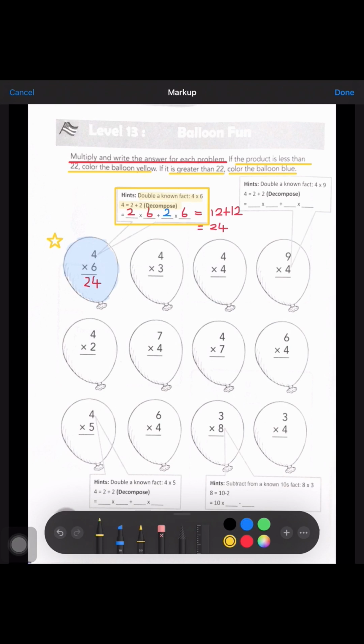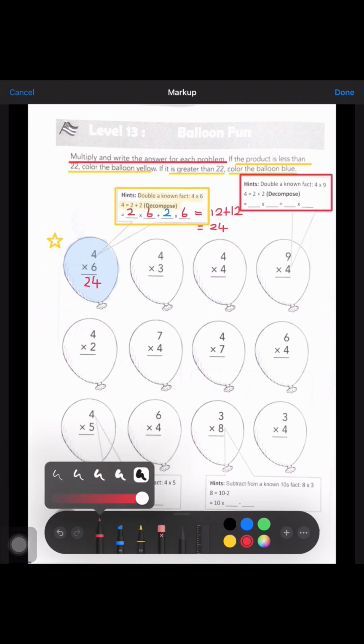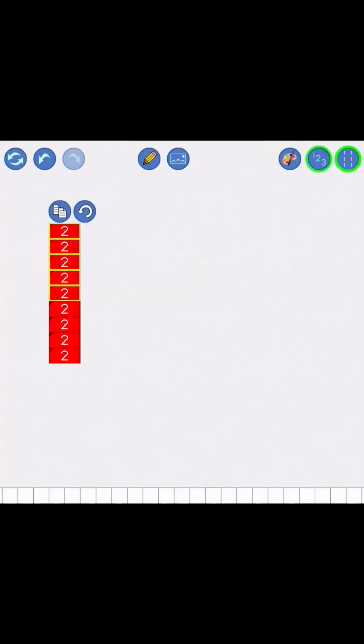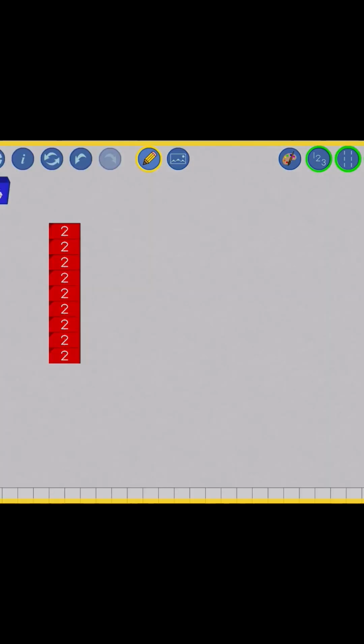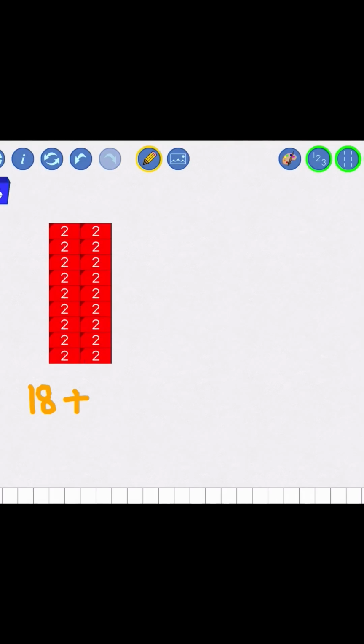Okay, next one, we are going to find 9 times 4. Again, we use the doubling method to find 4 times 9. We decompose 4 into 2 and 2. So we double 2 times 9 to find 4 times 9. 2 times 9 equals 18, and then we double 2 times 9 to find 4 times 9. So it's 18 plus 18. 18 plus 18 equals 36.